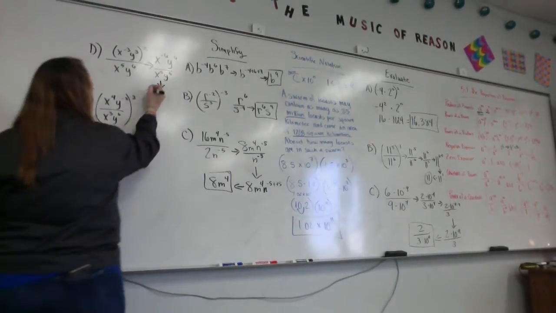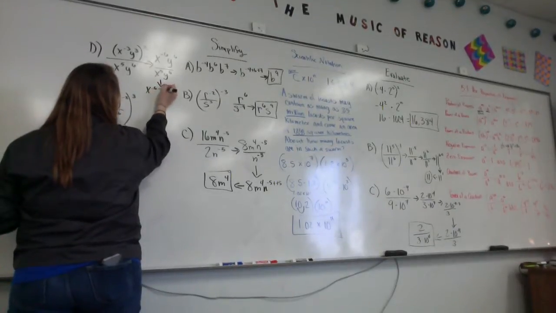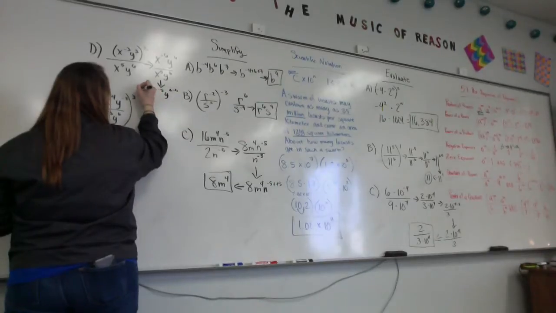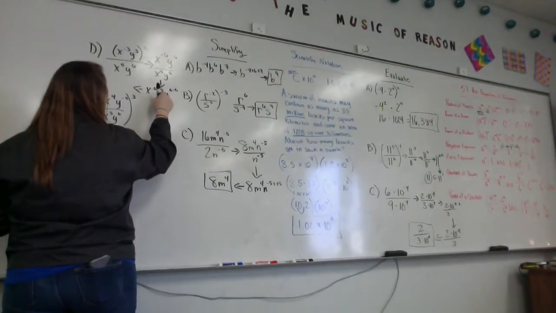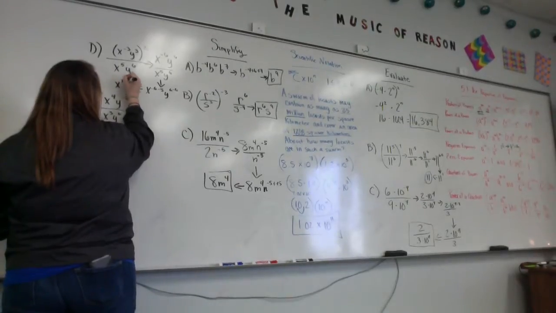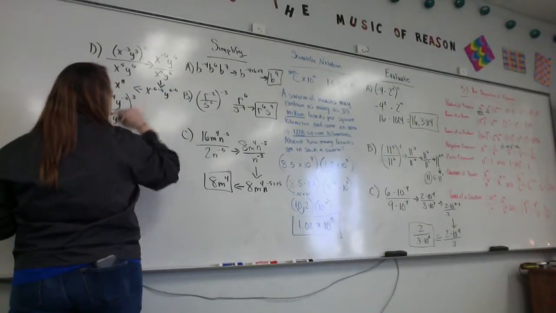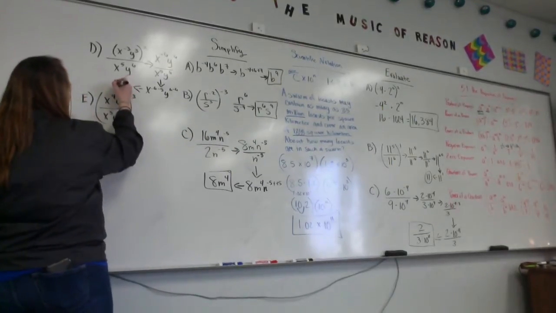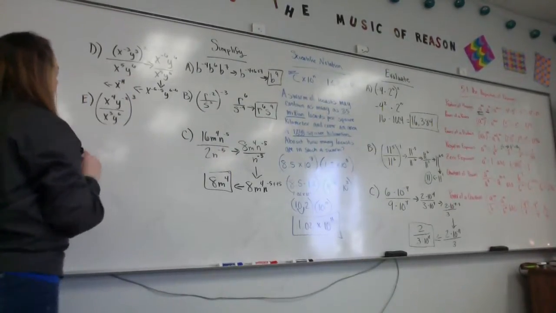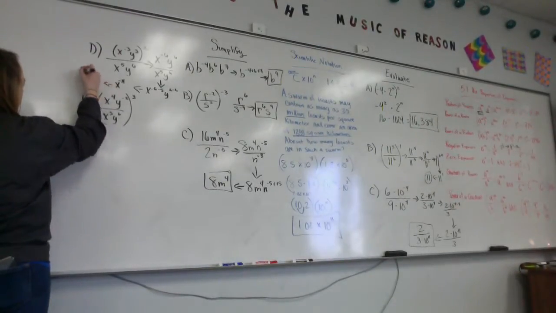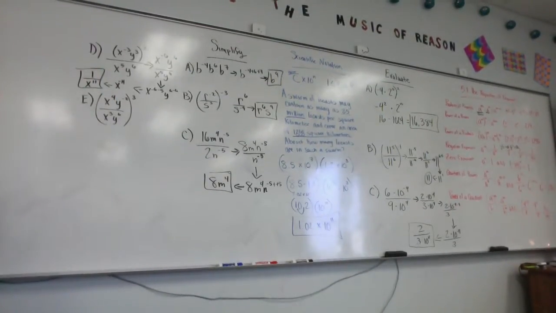Subtract. So I have x to the negative 6 minus 5, and y to the 6 minus 6. X to the negative 6 minus 5 gives me what? X to the negative 11. And y to the 6 minus 6 gives me 0, which gives me what number? Okay. What do I have to do now still? Put it on the bottom, because it's a negative, so I just get this as my final simplified version.